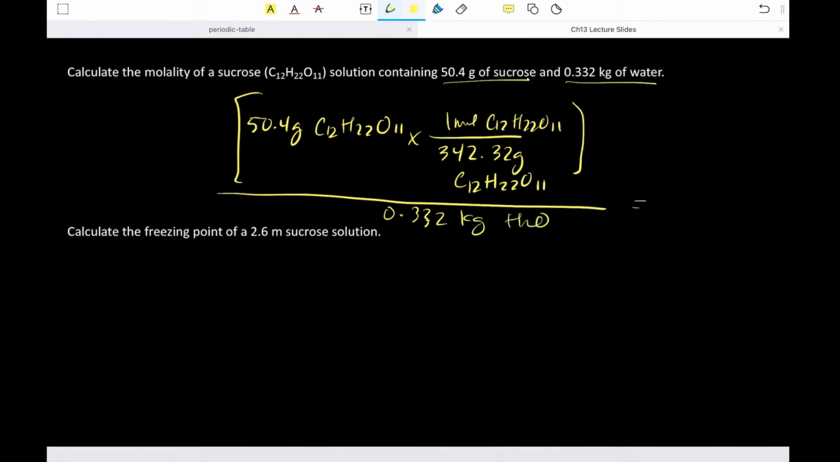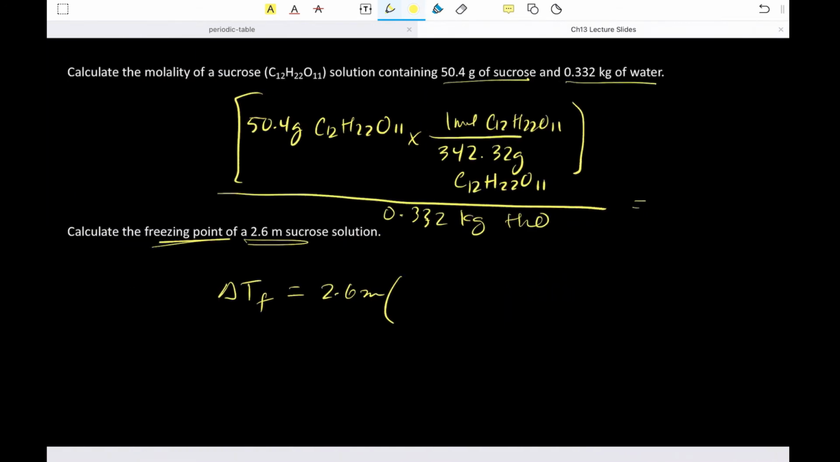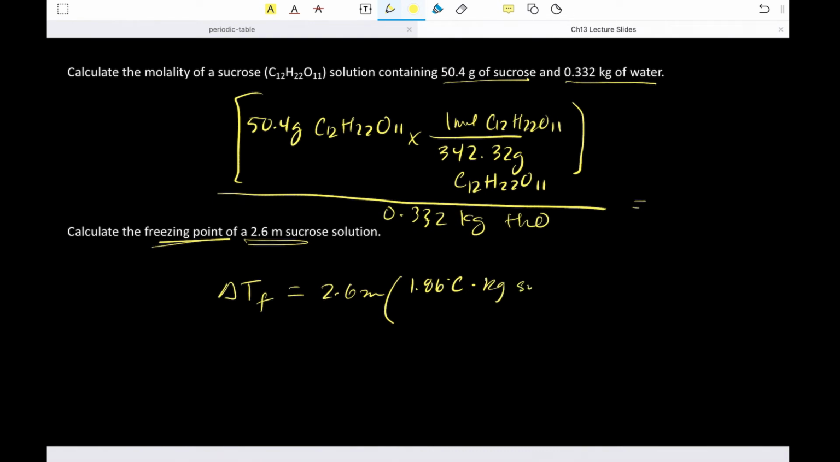Now, the follow-up question says to calculate the freezing point of a 2.6 molal sucrose solution. So the change in freezing point is going to be equal to my molality, which is 2.6 molal, times the Kf for water, which is 1.86 degrees Celsius times kilograms of solvent over moles of solute.